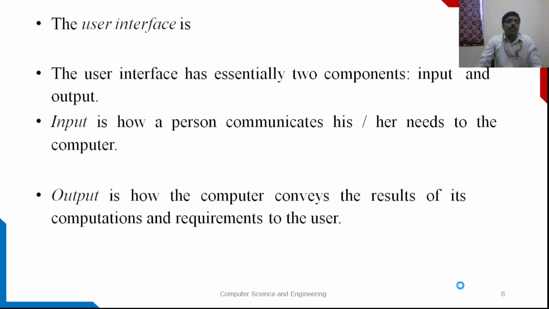Coming to the next topic, the user interface has essentially two components. The first component is the input and the second one is the output. The input is how a person communicates their needs and desires to the computer. Some common input examples are the keyboard, mouse, trackball or one's finger. Output is how the computer conveys the results of its computations and requirements to the user.